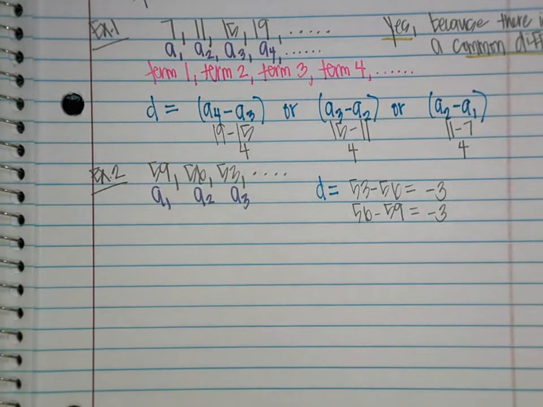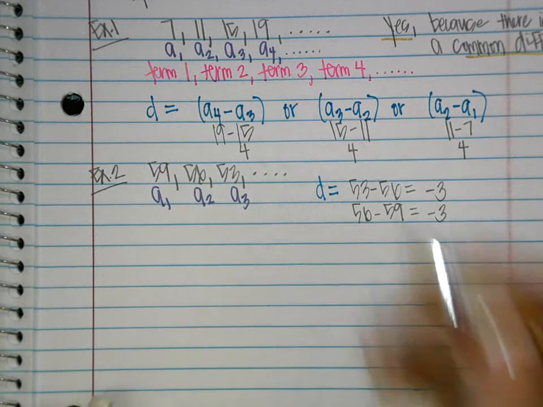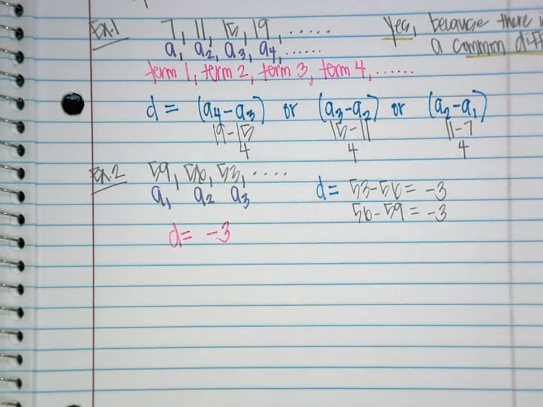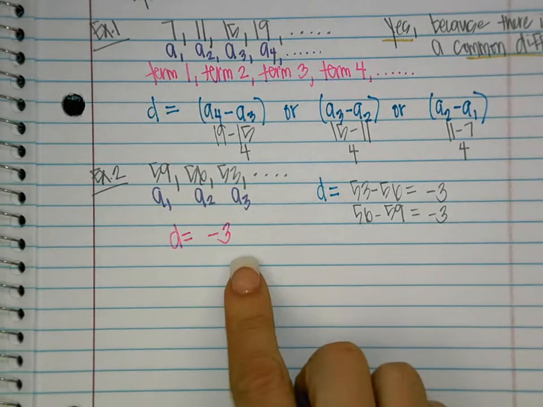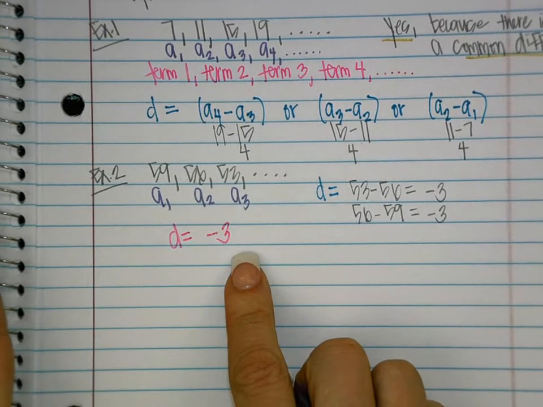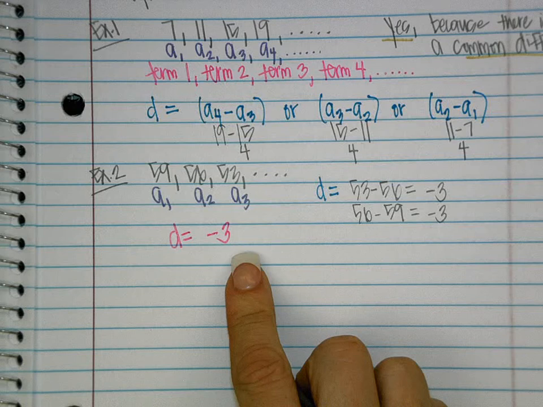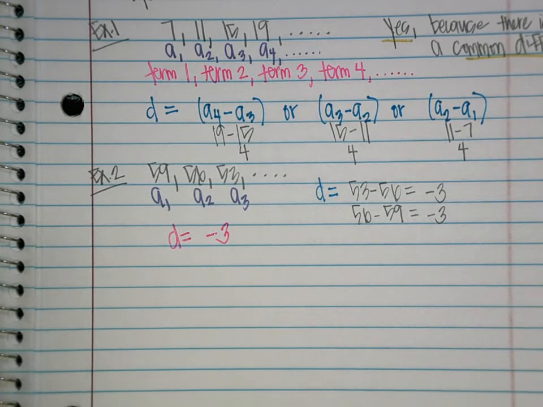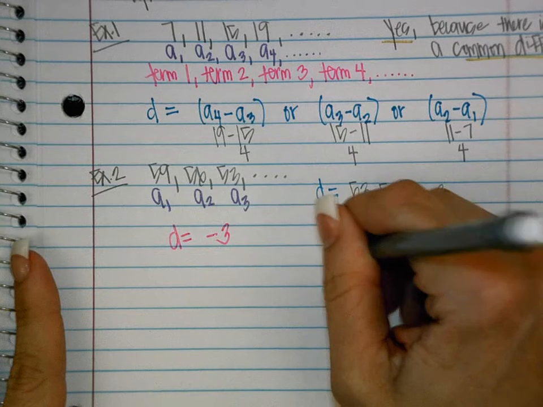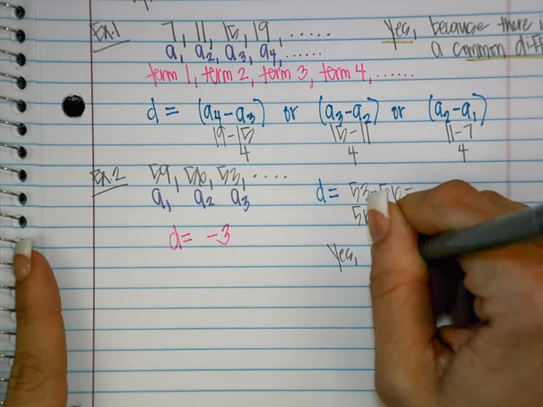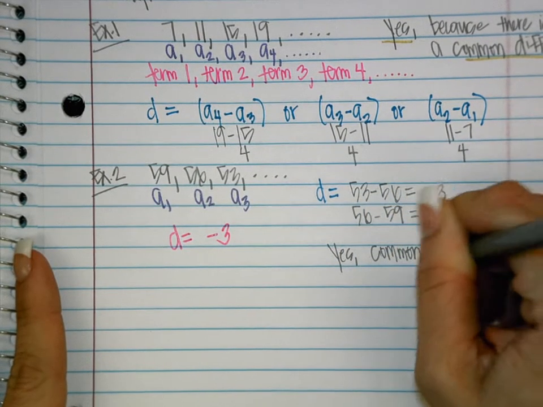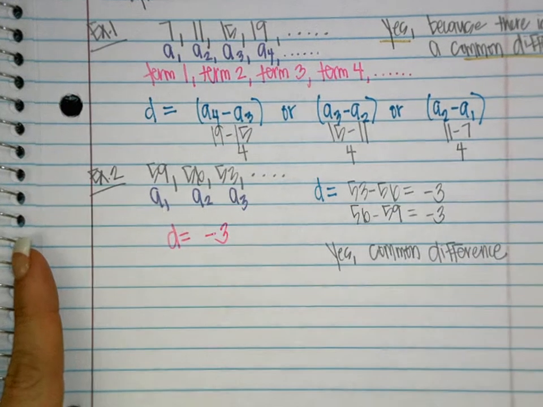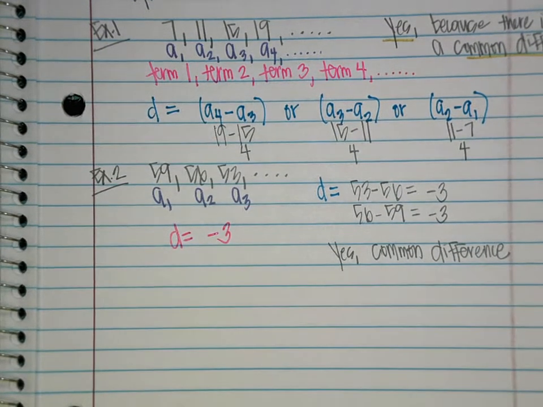Here, what are you adding to get to the next term? D is -3. So I want you to think of, what are you adding to get to the next term? You are adding a negative number here. Okay, so we're always figuring out, what are you adding to get to the next term? So is this an arithmetic sequence? Yes, common difference. Okay, yes, there is a common difference.